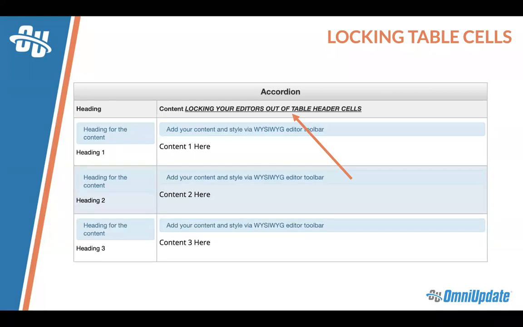So what you can do is you can lock individual table cells in your table transformation snippets, so your editors can't edit them at all. So there's no confusion about, well, which cell am I adding things into? I know which ones I can click into and which ones I can't.